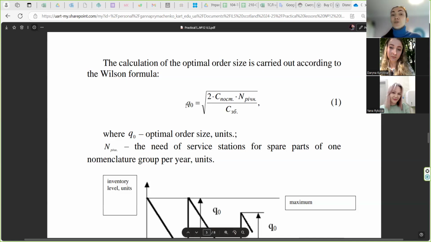Here we find Q with index 0, the optimal order size in units. It can be in tons or something else; we use the same parameter units. And we need to know the information about the costs of this delivery. We need the information about the need of the service station for spare parts of one nomenclature group per year in units, and how much cost we need for storing it in our positions.